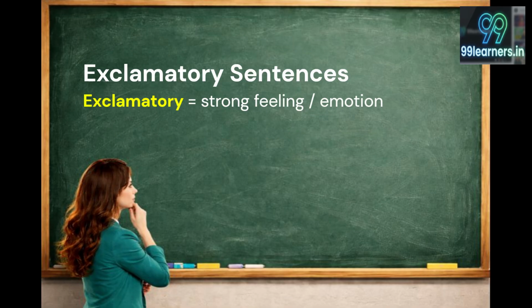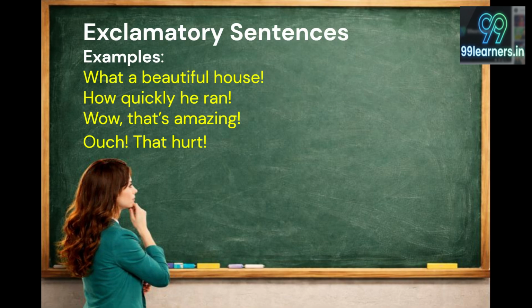Exclamatory sentences show strong emotion: surprise, joy, anger, excitement. They often start with what or how for exclamatory structures, or are short exclamations. They usually end with an exclamation mark. Examples: What a beautiful house! How quickly he ran! Wow, that's amazing! Ouch, that hurt! These sentences are about emotion and tone. In writing, the exclamation mark signals that strong feeling.